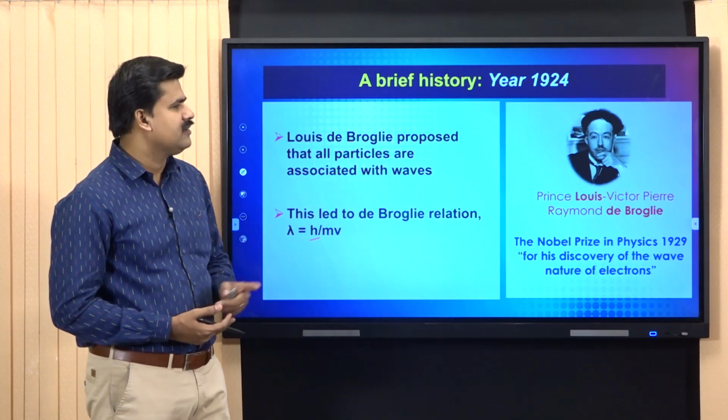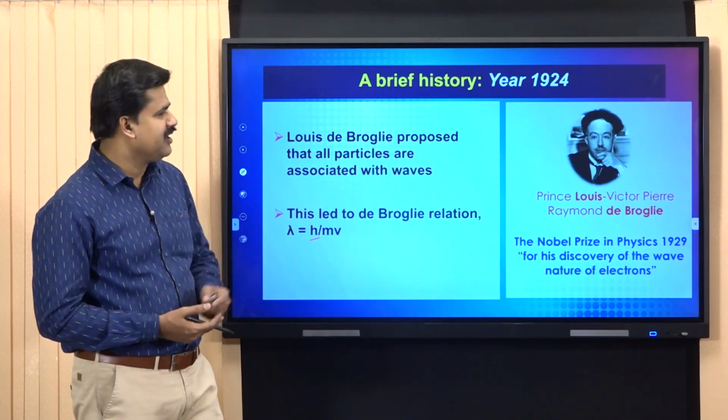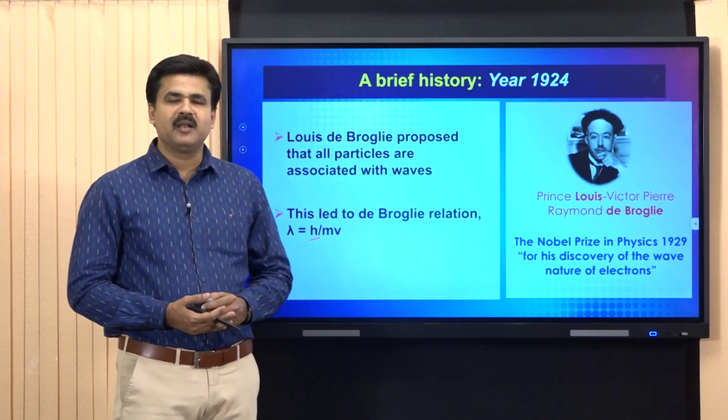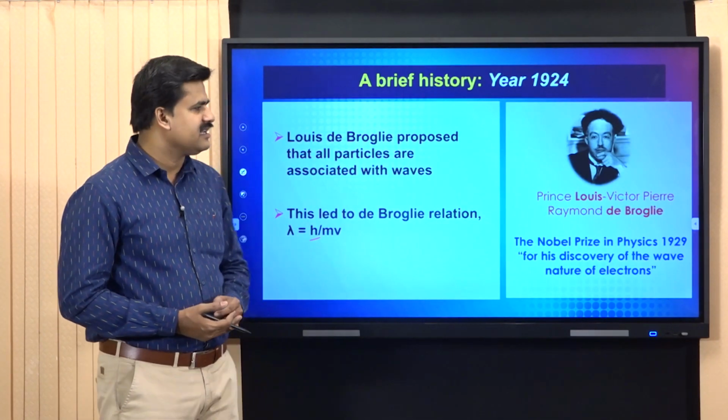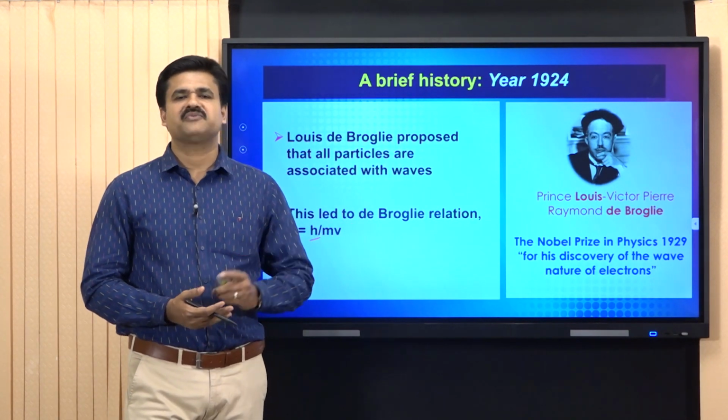The full name of Louis de Broglie is somewhat long: Prince Louis Victor Pierre Raymond de Broglie. He won the Nobel Prize for Physics in the year 1929 for his discovery of the wave nature of electrons.